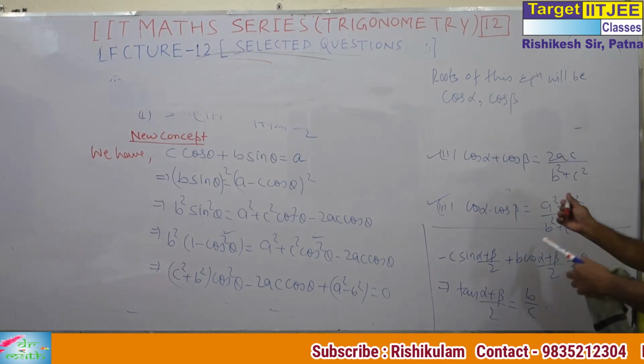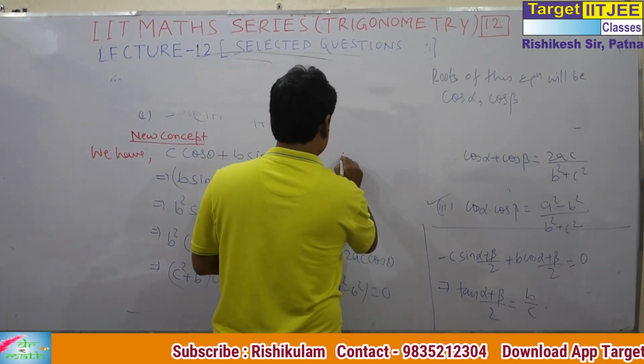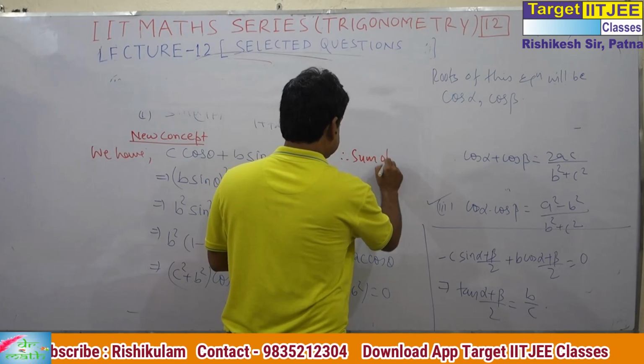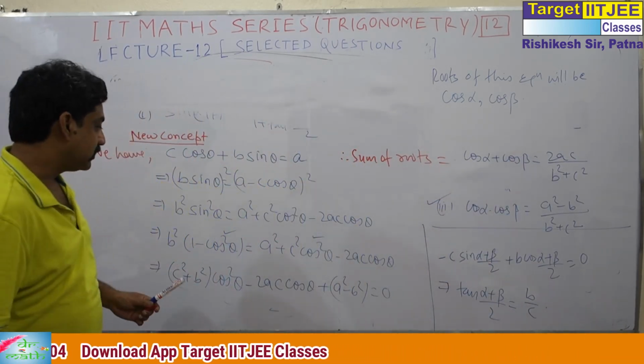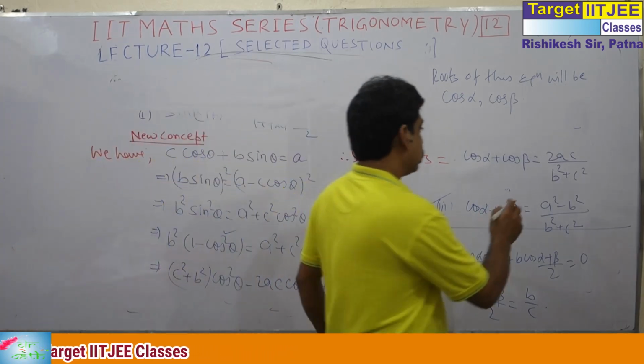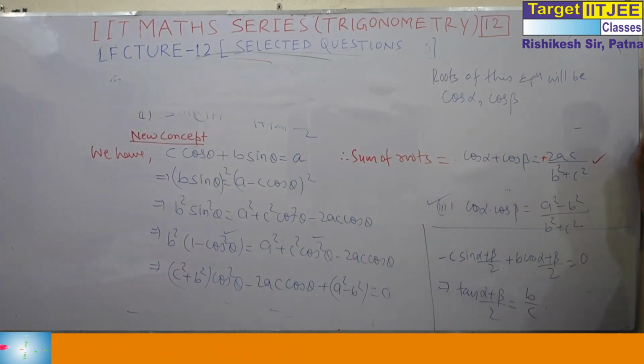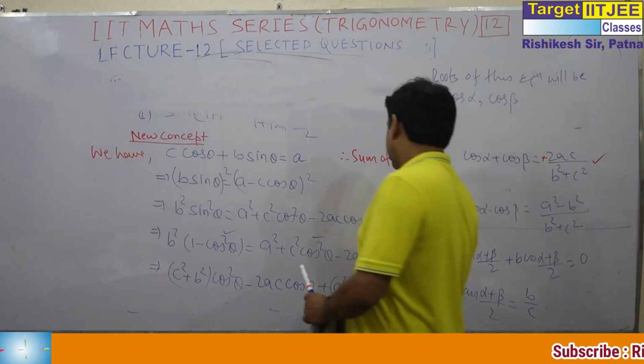Now, what is the sum of roots? You know the sum of roots, cos alpha plus cos beta, is minus b by a. Plus this one, you get it. And what is the product of roots?